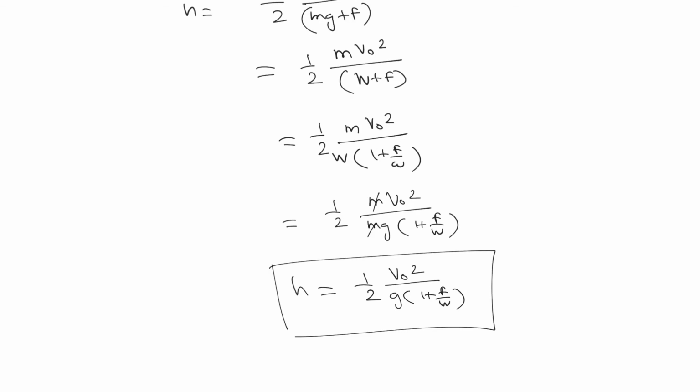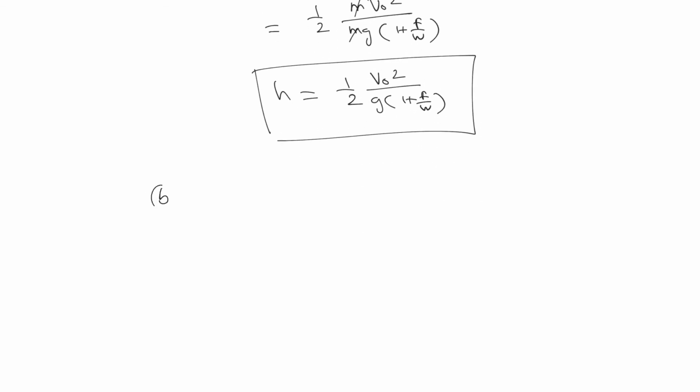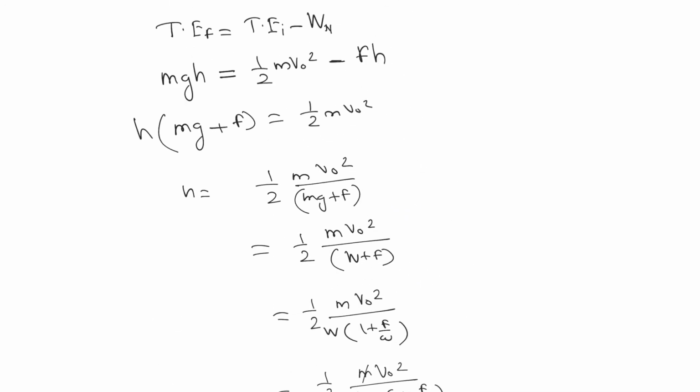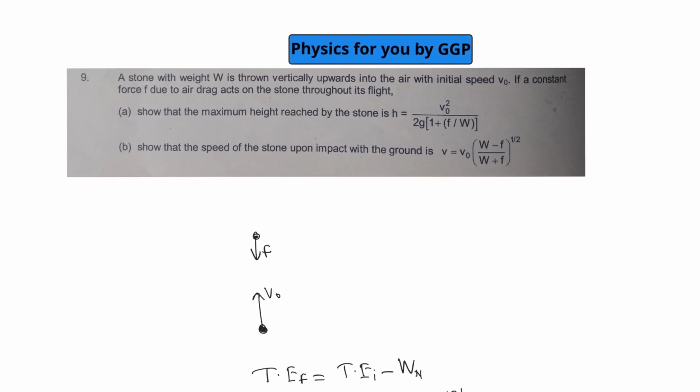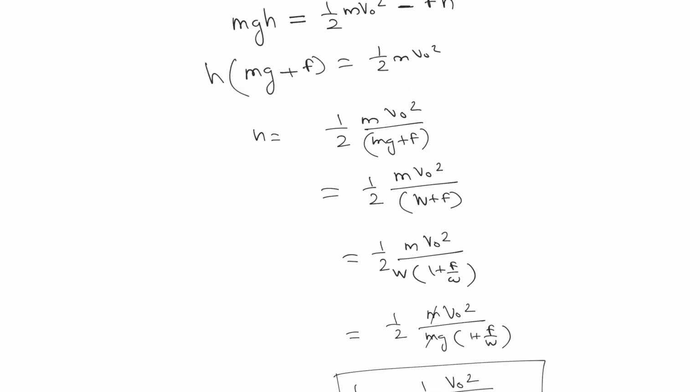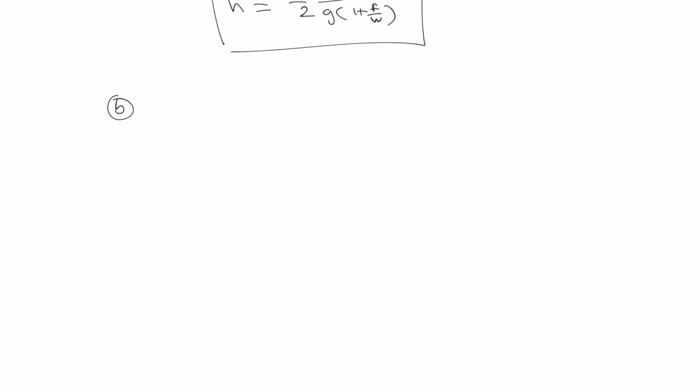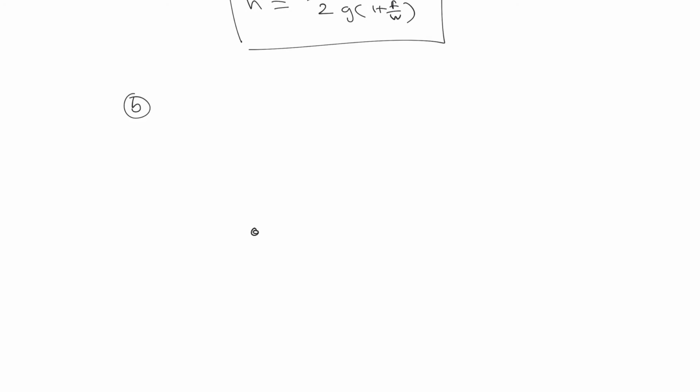Now on the second part, our aim is to show that the speed of the stone upon impact with the ground is given by the following. So as it is hitting the ground, what is the velocity with which it hits? Initially it is moving upward, then the velocity becomes 0, then it starts moving downward. Initially it is projected with a velocity v0, and assume that finally it hits the ground with a velocity v. So our aim is to find the value of v.